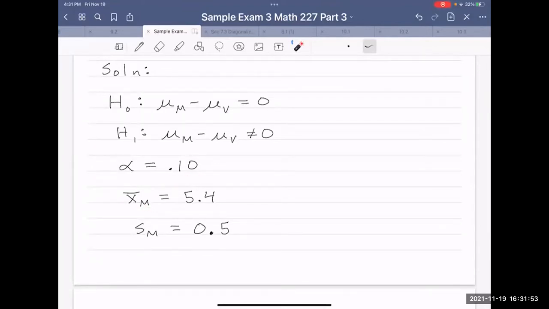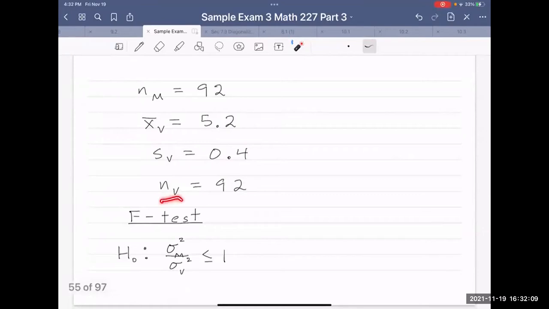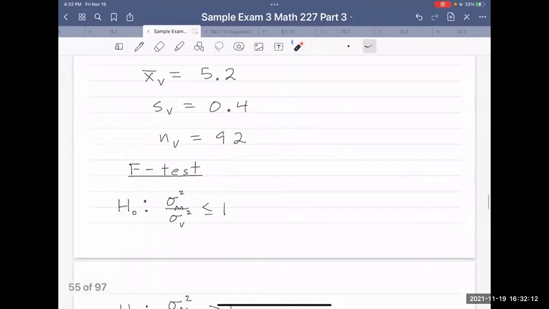We have that the average for Maryland was 5.4. The standard deviation was 0.5, and the sample size was 92. For Virginia, the average was 5.2. The standard deviation was 0.4, and the sample size was 92. So let's conduct our F test to see what formula to use.